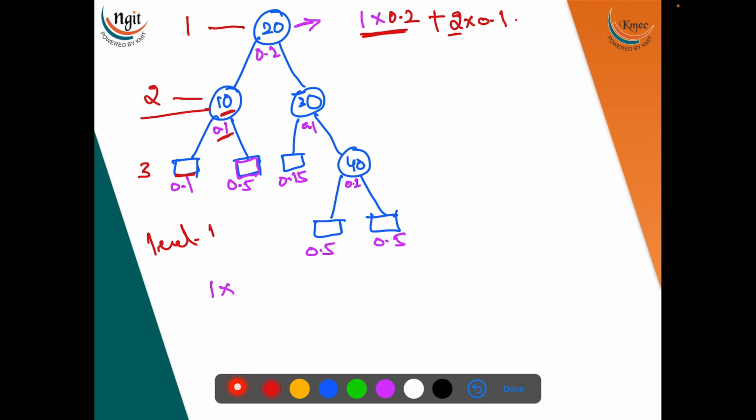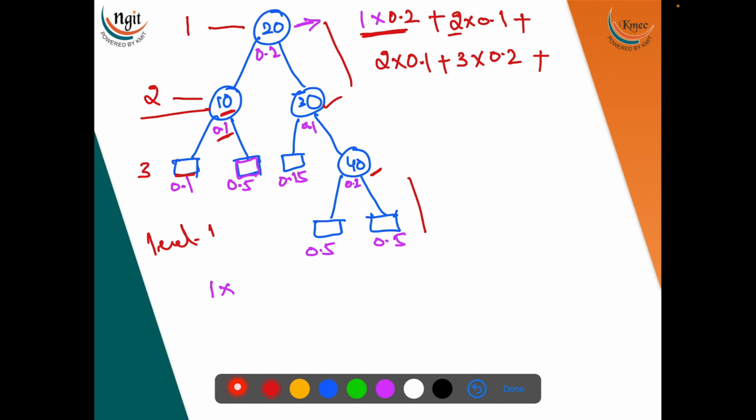It is for the 10 element, and for 30, take the level, which is 2, and the probability is 0.1. And plus 40: the level is 3, and the probability is 0.2. Plus. Now these are what? Successful searches. I told you the cost of the tree is always the sum of successful search and unsuccessful search. Even you have to calculate the unsuccessful search.